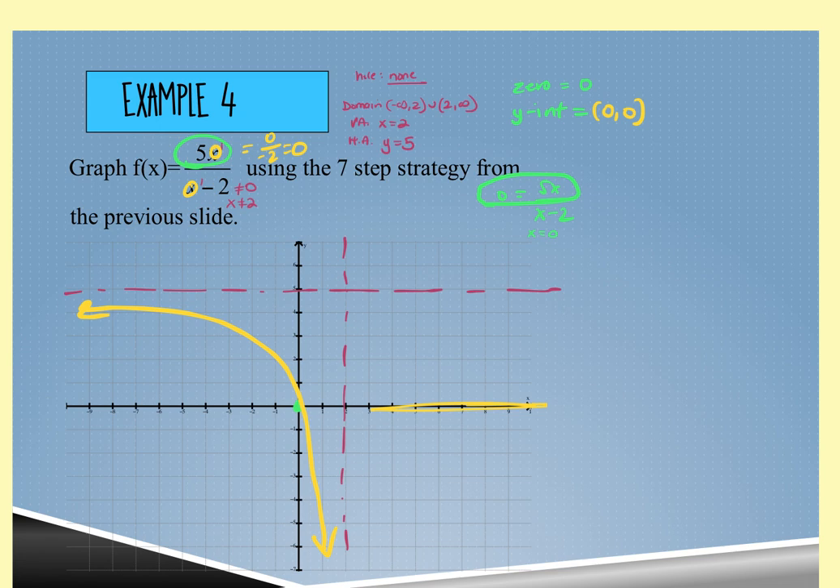Above it, right? The opposite corner. Now, how do I know for sure? I literally plot a point.